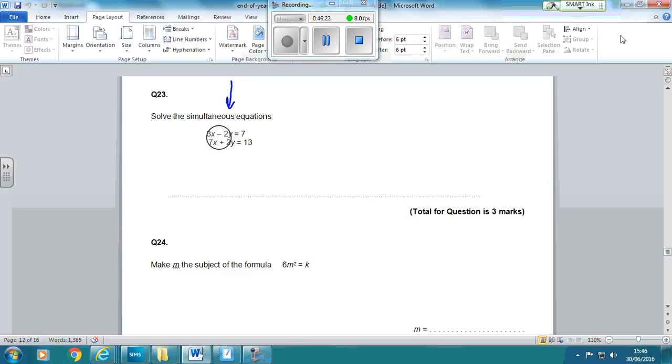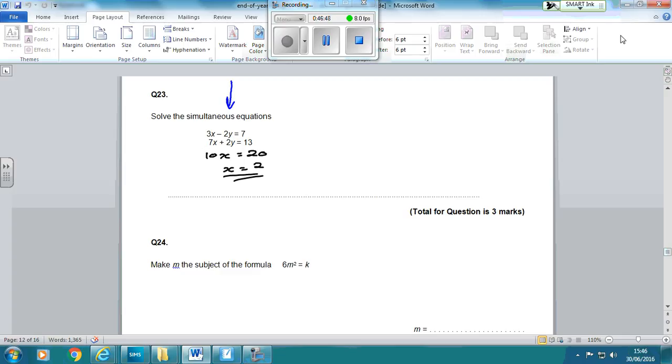This here, we've got a minus 2y and a plus 2y. So what we do is we add both these equations together. So 3x plus 7x is 10x. Minus 2y plus 2y is 0. 7 plus 13 is 20. So that's the first thing we do. We add them together and we get 10x equals 20. So if 10x is 20, 1x equals 2.